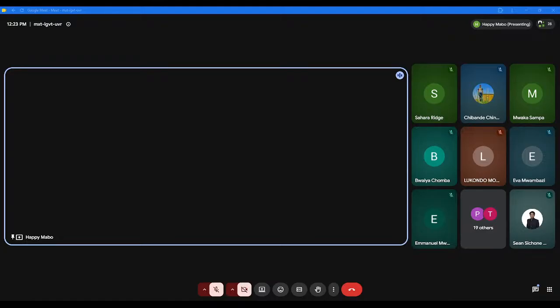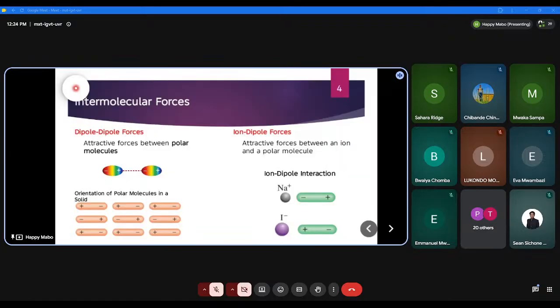So we go to the next slide here. This particular slide brings in another type of interaction that we have. The dipole-dipole interactions, if you wanted to define this, you would say these are the attractive forces between polar molecules. So remember the aspect of polarization.